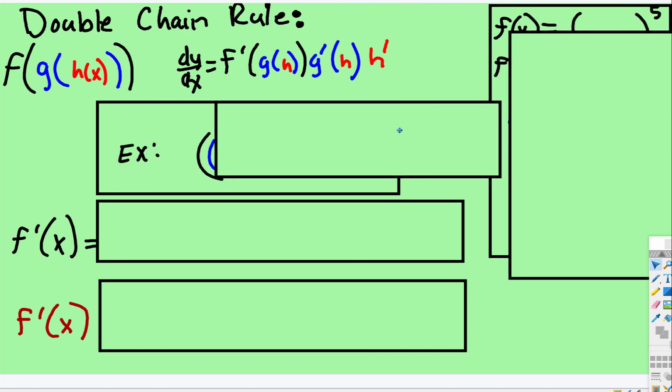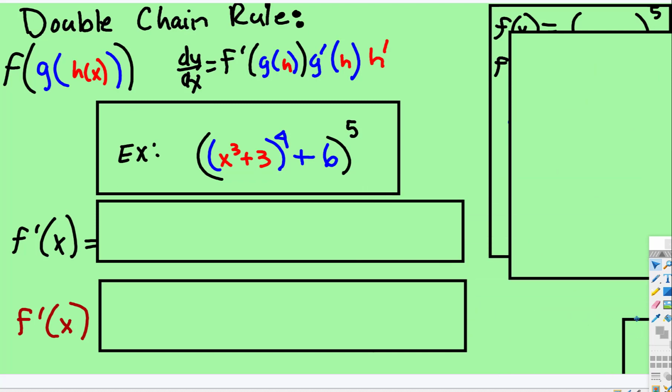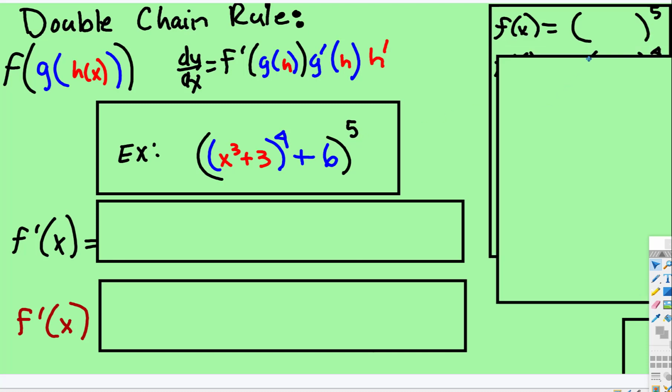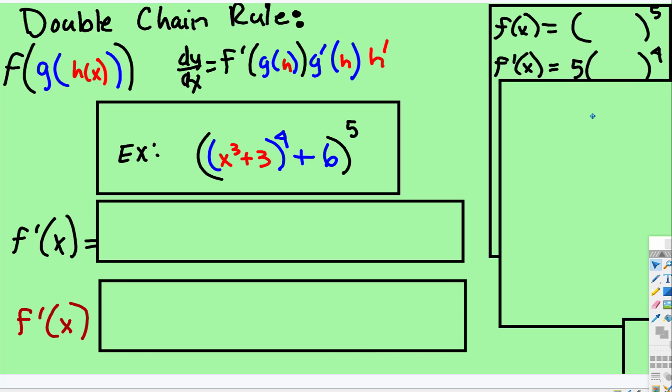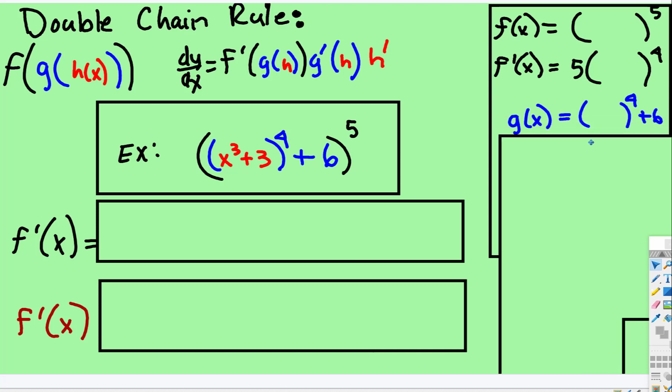So here is the example we're going to use. Notice there's this large outside parentheses to the fifth power. Well, something to the fifth, that is the f. So the derivative of this something to the fifth is 5 something to the fourth. And then inside that something, there's some stuff. Inside that we have stuff to the fourth plus 6. That's the g function. The blue, stuff to the fourth plus 6, is the g.